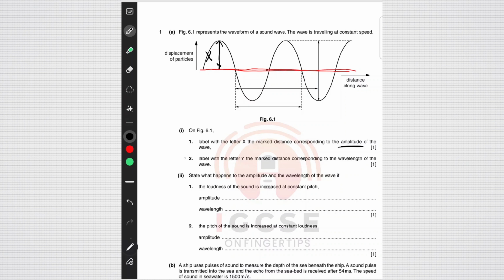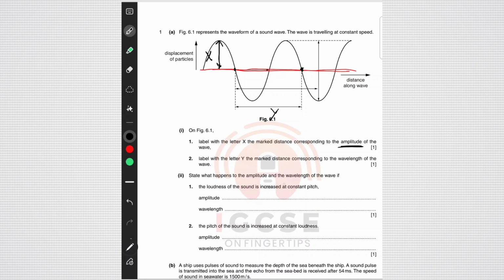Label the letter Y, mark distance corresponding to wavelength of the wave. So wavelength should be from one crest to crest, from trough to trough, or from one mean position, and it should travel to the second mean position. So this should be your wavelength.